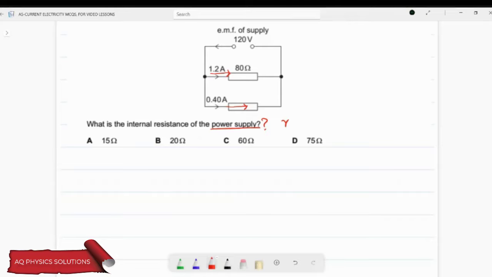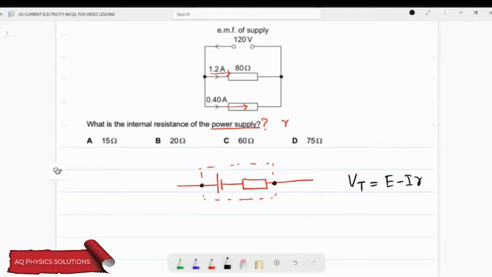So if I consider this circuit, basically the situation of the question is that I have a battery and I have to find out the internal resistance of that battery. So it means I need to use the internal resistance concept, and for that I need the terminal potential difference, which is equal to E minus Ir.